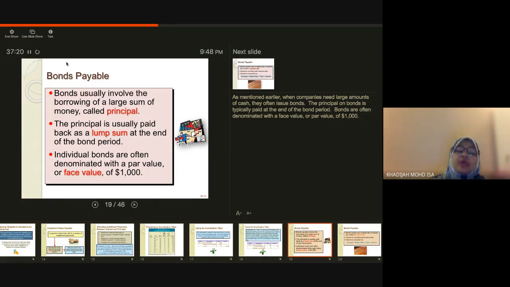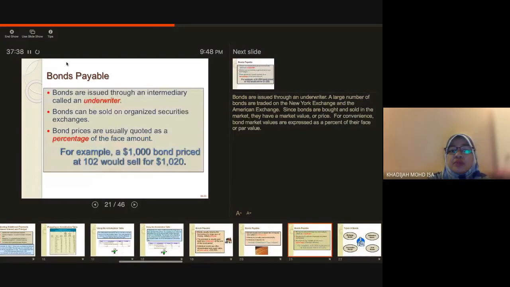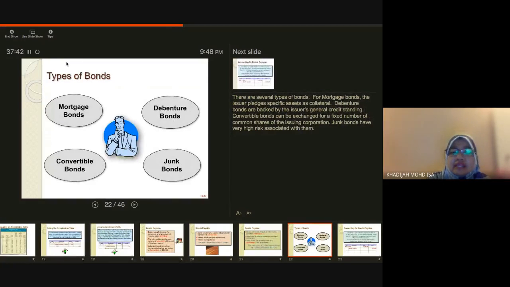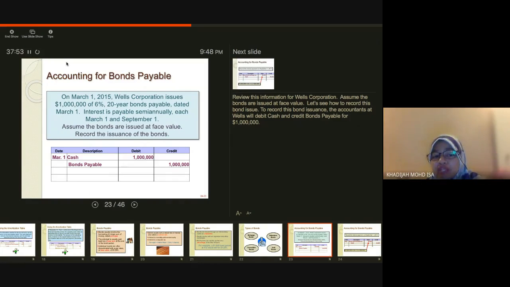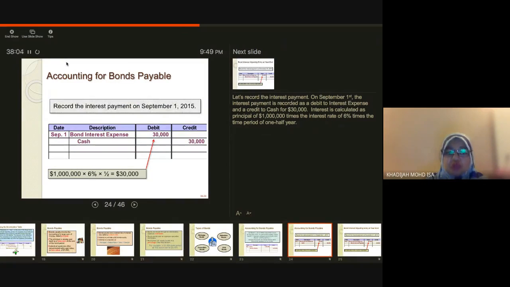But at the same time, remember that you have to pay interest to the bondholders every year. So that's how bonds work. I will not go into very detail because you can issue bonds, there are methods and types of bonds. These are examples of bonds. But you should know that when you issue bonds, the company will receive cash, but you're going to credit your bonds payable. Bonds payable normally is a long-term liability, a non-current liability. And then every year you have to pay your bondholders the interest, so the interest will be interest expense debit and credit your cash.